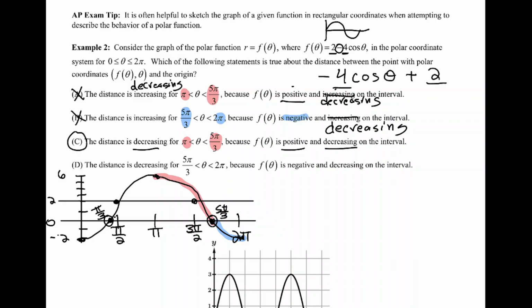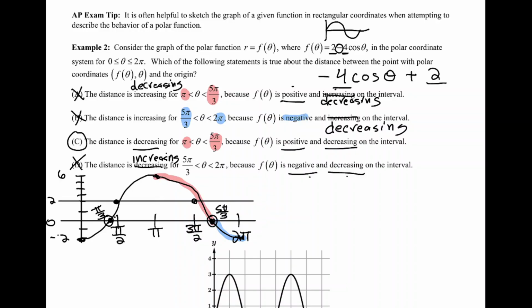And then kind of same thing for D. This should actually say increasing, since this is going to be negative and decreasing. If they're both kind of negative and decreasing, this should be increasing, so it won't be D. So the answer should be C.